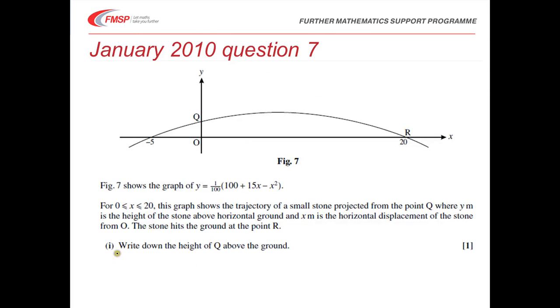It's a 1-mark question. Anything that says write down indicates it's pretty straightforward. Now we know that over this distance here, 0 is the starting point, and so if we put x equals 0 into here, it will give us the vertical height at point Q. So it's just a case of putting x equal to 0. Y will then be 1 over 100, 100 plus 0 minus 0. And so we get an answer of 1 metre.